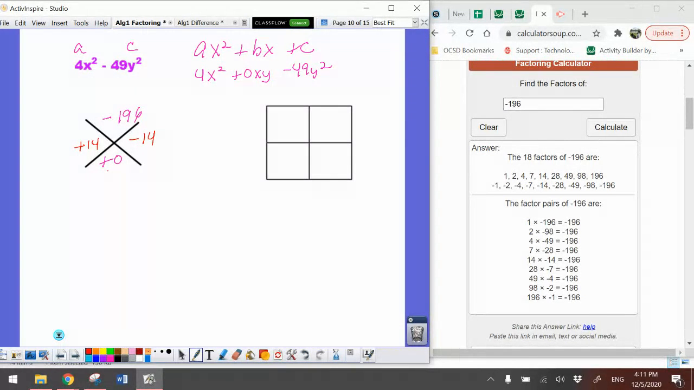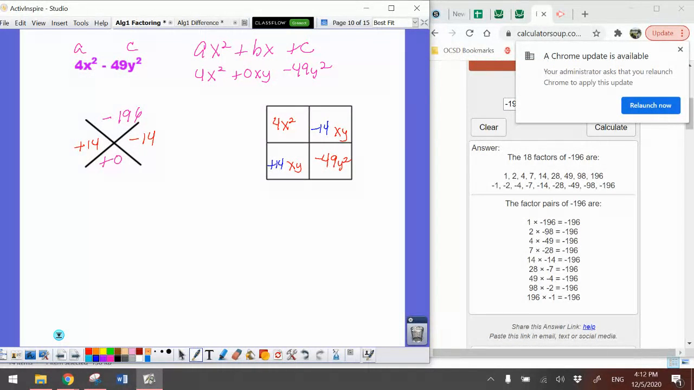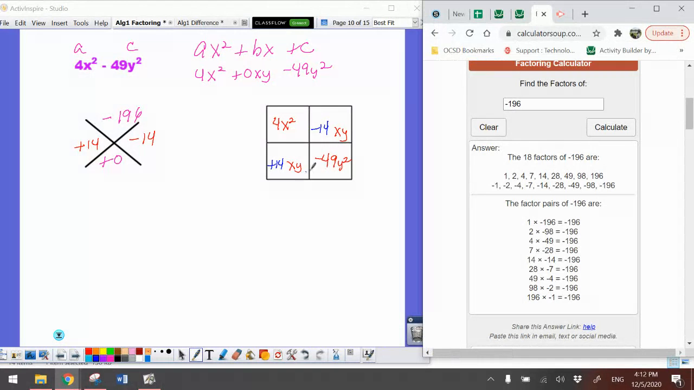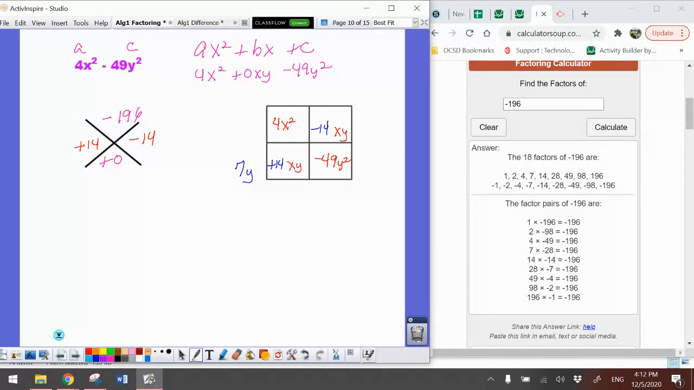Okay? So putting into my box 4x squared minus 49y squared, and these are going to have x's and y's. Now, positive 14, negative 14. All right, so what can I take out of 14 and 49? Well, I can take out a 7 and a y. I know that 7 goes into 14. I know that 7 goes into 49.